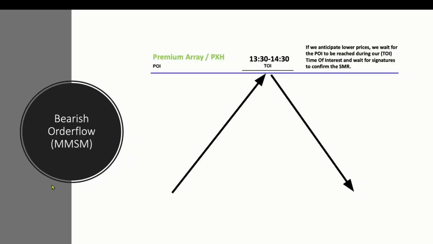And this is what it looks like for bearish order flow. This is our market maker sell model where we want to see buy side delivery get delivered into our point of interest, into our premium array or previous XH. During 1:30 to 2:30 p.m., we want to see signs of a smart money reversal occur from here and see sell side delivery be delivered afterwards.